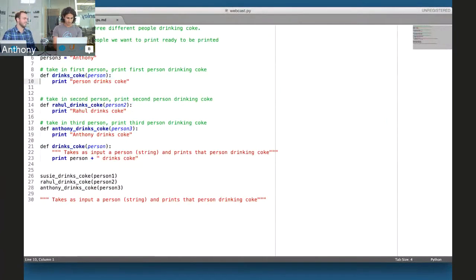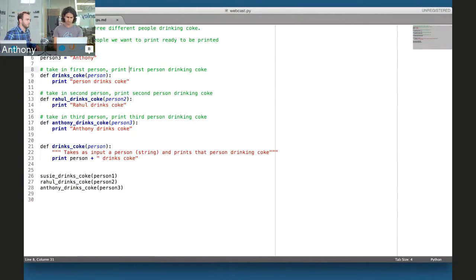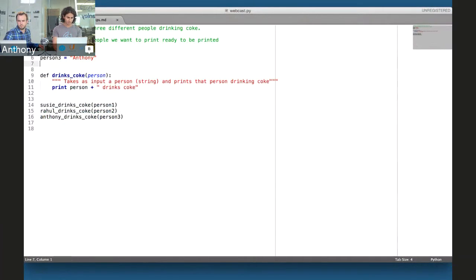So here, in this function that I've now written out on line 22, you'll see that we've taken a person and drinks Coke, and we print out person plus drinks Coke. Now I'm not going to build this because it's a pretty simple problem, but I think you can very obviously see how we've just condensed these three functions into one by simply thinking about a person versus the three people that we have to print out. So we can get rid of that.